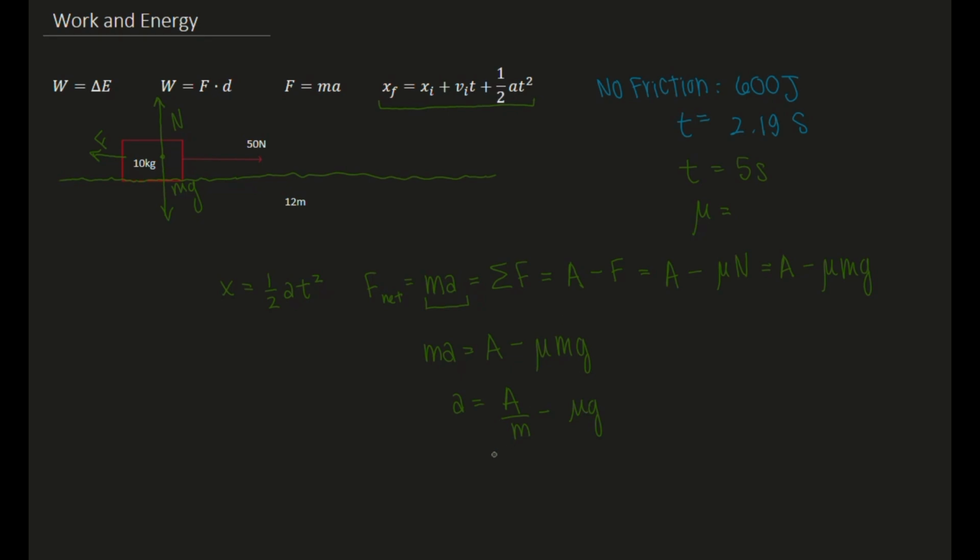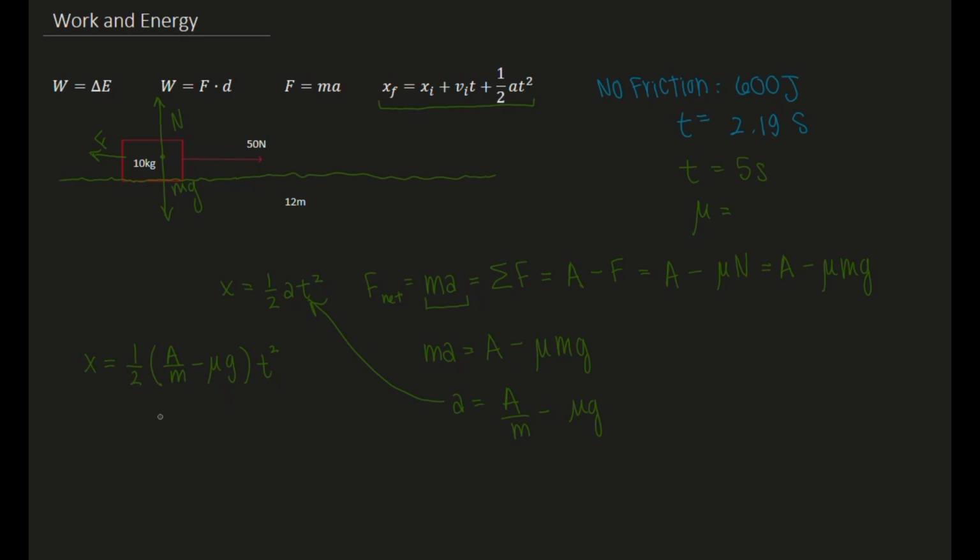And I can plug this into my equation up here. So my position is equal to 1/2, instead of saying acceleration, I'm going to say applied force over mass minus the frictional coefficient times gravity, times time squared. And what am I solving for? I'm solving for the frictional coefficient. So at this point, it's just algebra.